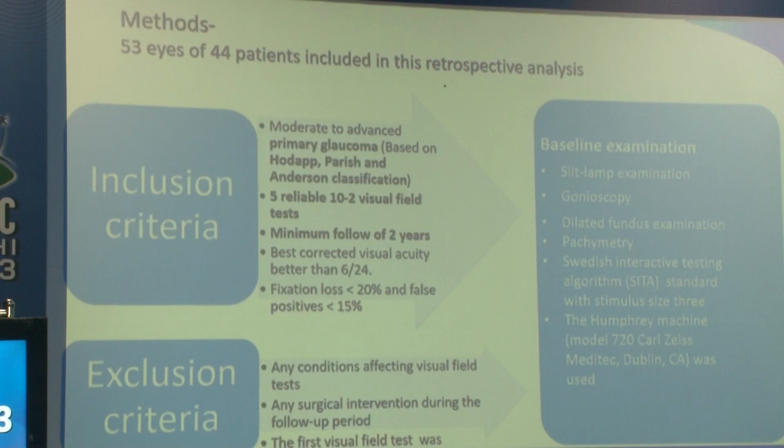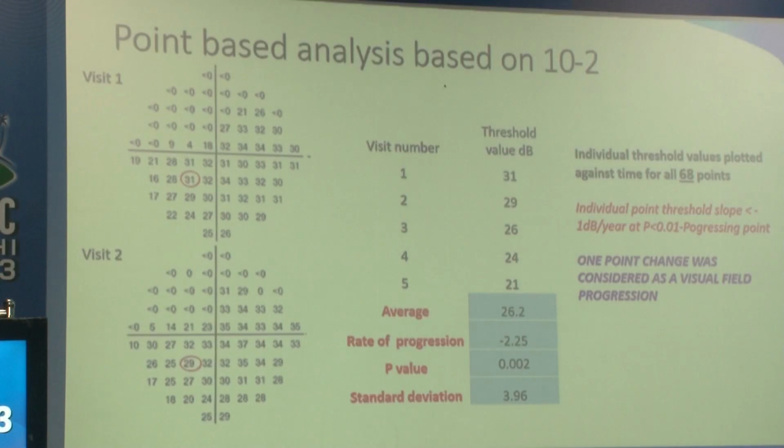We judged progression severity of the glaucoma based on Anderson criteria. Haddox-Parrish Anderson criteria, we require a minimum of 5 reliable 10-2 visual field tests with a minimum follow-up of 2 years. We have excluded any condition which could have affected the field test analysis. These are the baseline tests conducted for all the patients. For all 68 points based on 10-2, for each point we calculated average threshold value, rate of progression including p-value, and standard deviation analysis.